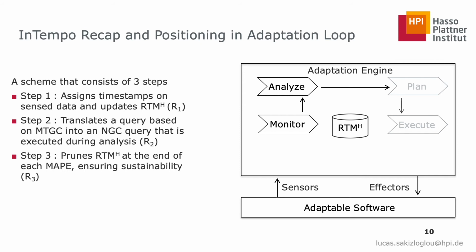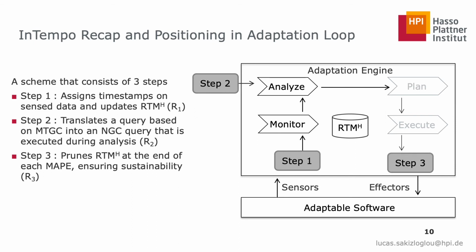InTempo consists of step 1, which is about assigning timestamps on sensed data from the sensors and updating the runtime model with history. Step 2 translates a query based on metric temporal graph condition into a nested graph condition query, that is a structural query, where temporal requirements are captured over creation and deletion timestamps, and attribute constraints. This query is executed during analysis. Then step 3 prunes the runtime model with history at the end of each MAPE, ensuring the sustainability of the model.